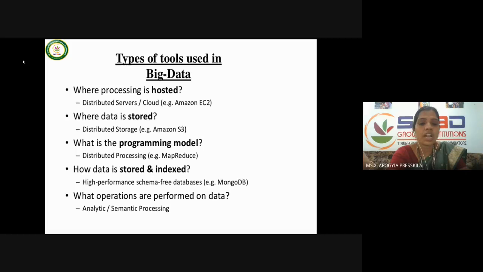Then, how is data stored and indexed? In big data, you can use a high performance schema-free database, for example MongoDB. It can be used for storing the data. Then what operations are performed on the data? You can do data analytics and semantic processing.